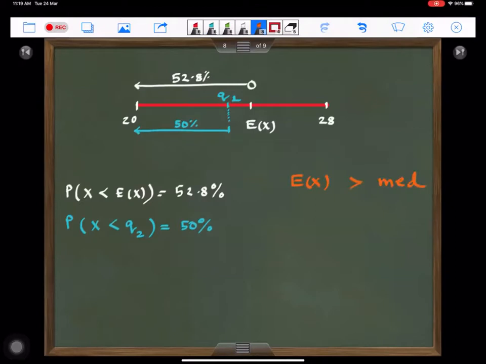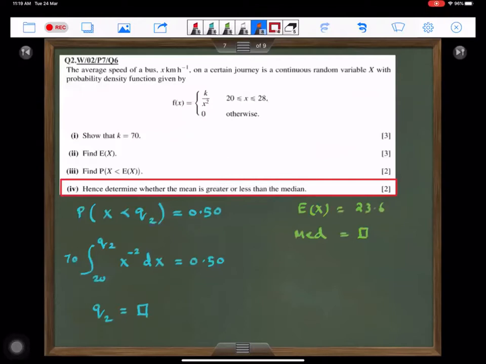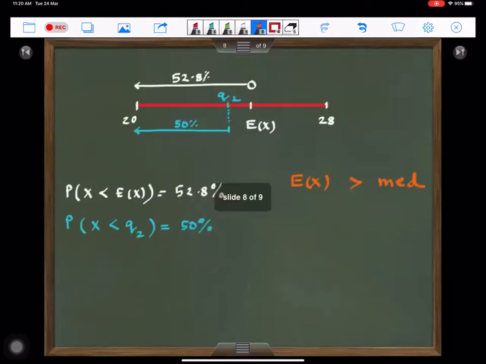Let's go through it again. One option is calculate the median. That is for simple-minded people. Provided that integration is possible, that working for median is possible. Go ahead, calculate the median, and then state the obvious. Okay? For the intelligent people, this is the method.